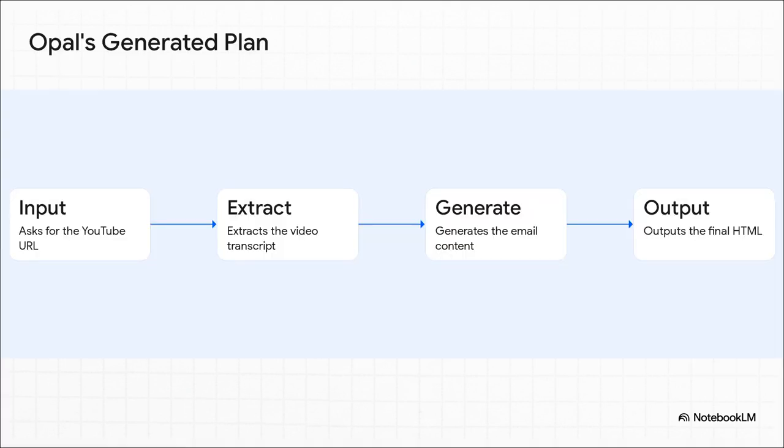Let's see what happened. And just like that, boom, Opal put together this perfect 4-step plan. It knew it had to ask for a URL, then rip the transcript, then use that to write the email, and finally show the result. I mean, this is the magic right here. It's translating a human thought into a logical, automated process all on its own.